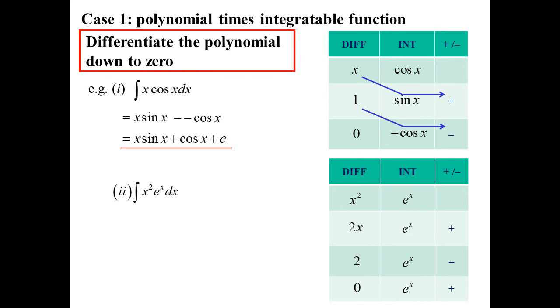Then the integration column is going to be a bit boring, this one. I'm going to integrate e to the x, I'll get e to the x, and again e to the x, and again e to the x. Okay, so that's that one. Now let's follow the pattern. The first one will be plus x squared times e to the x. Next one, minus 2x e to the x, and then plus 2e to the x. And of course, plus a constant.